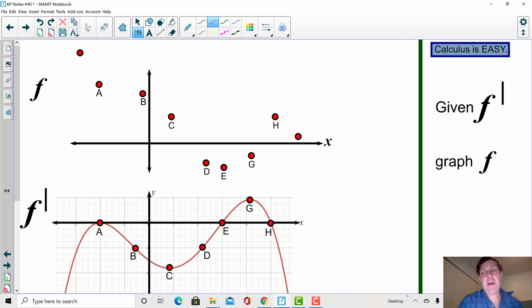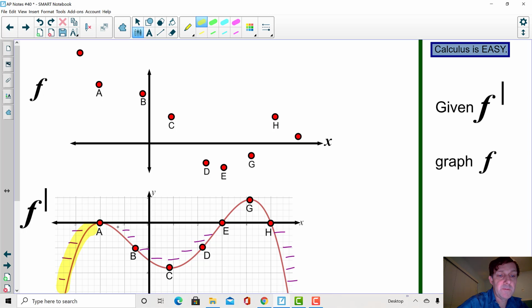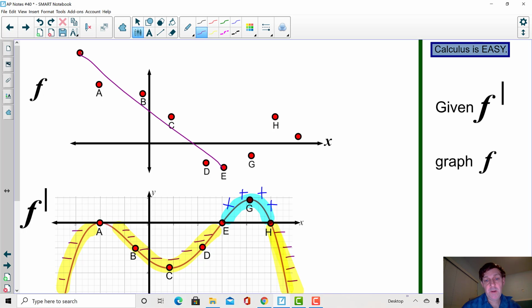Okay, now we have to graph f given f prime. So they give us the graph of f prime. We have to figure out what f is going to look like. So what I like to do is start with the increasing and decreasing. So our original function f is going to be decreasing when f prime is negative. So this is where f prime is negative. Obviously, that's when the graph is below the x-axis. And then f prime is going to be positive here because that's where f prime is above the x-axis. So that means our original function is going to be decreasing until you get to E, and then increasing until H, and then decreasing afterwards.